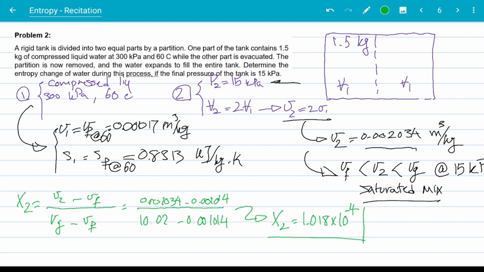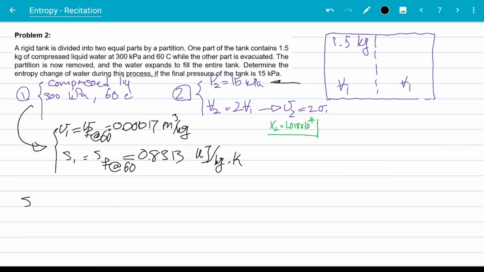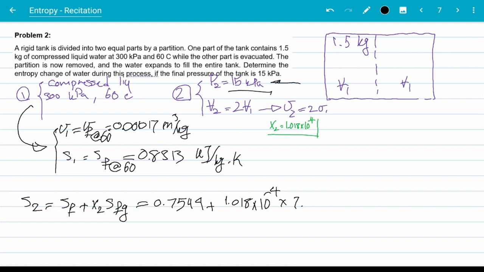Now, using this number, I can find the entropy of the second state. So s2 is going to be s_f plus x2 times s_fg. Now, s_f and s_fg are numbers that you need to read from tables for 15 kilopascals. It is 0.7549 plus x2, which I know is 1.018 times 10 to the minus 4, times 7.2522. This gives me 0.75587 kilojoules per kilogram Kelvin.